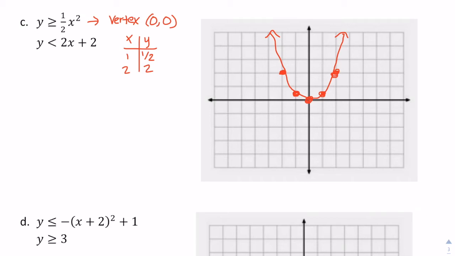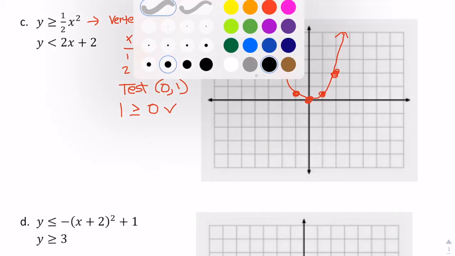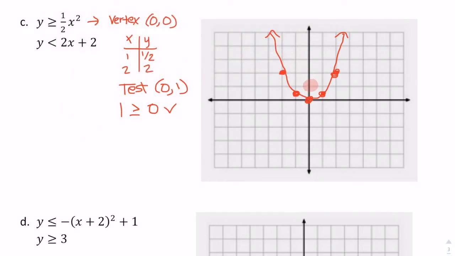Again, I need to know which side of my line to shade on, whether it's below and outside or above and in between here. I can't try 0, 0 because that's on my boundary, so let's do 0, 1. If I try 0, 1 in there, I'm going to have 1 is greater than or equal to 0. That's true, so 0, 1 is a solution. 0, 1 is right there. So all the points that are inside and above my boundary line are solutions.